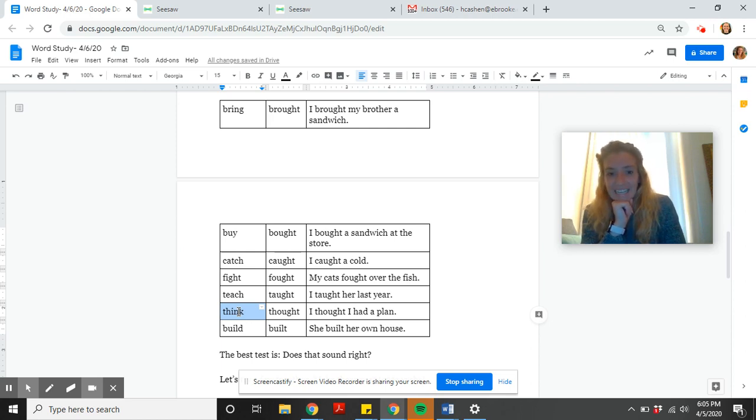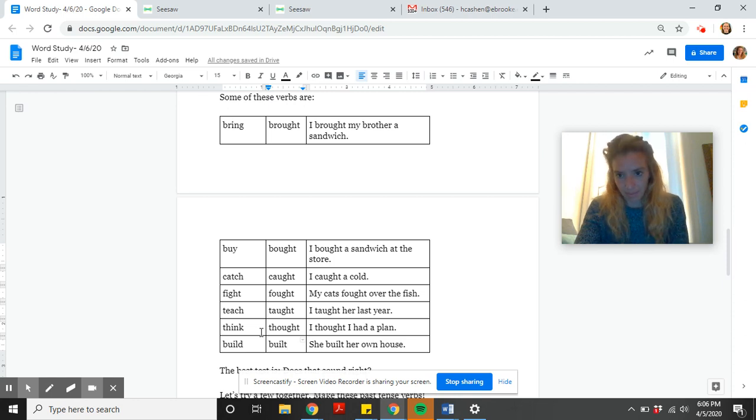Taught. That's because you would never say "I had a good idea," you'd say "I had a good idea." Now the last one is a little bit different because it doesn't have OUGH. You just kind of have to remember this one, to be honest. You wouldn't say "I built a house," you say "I built a house," but you spell it the same way. Built. Built her own house.